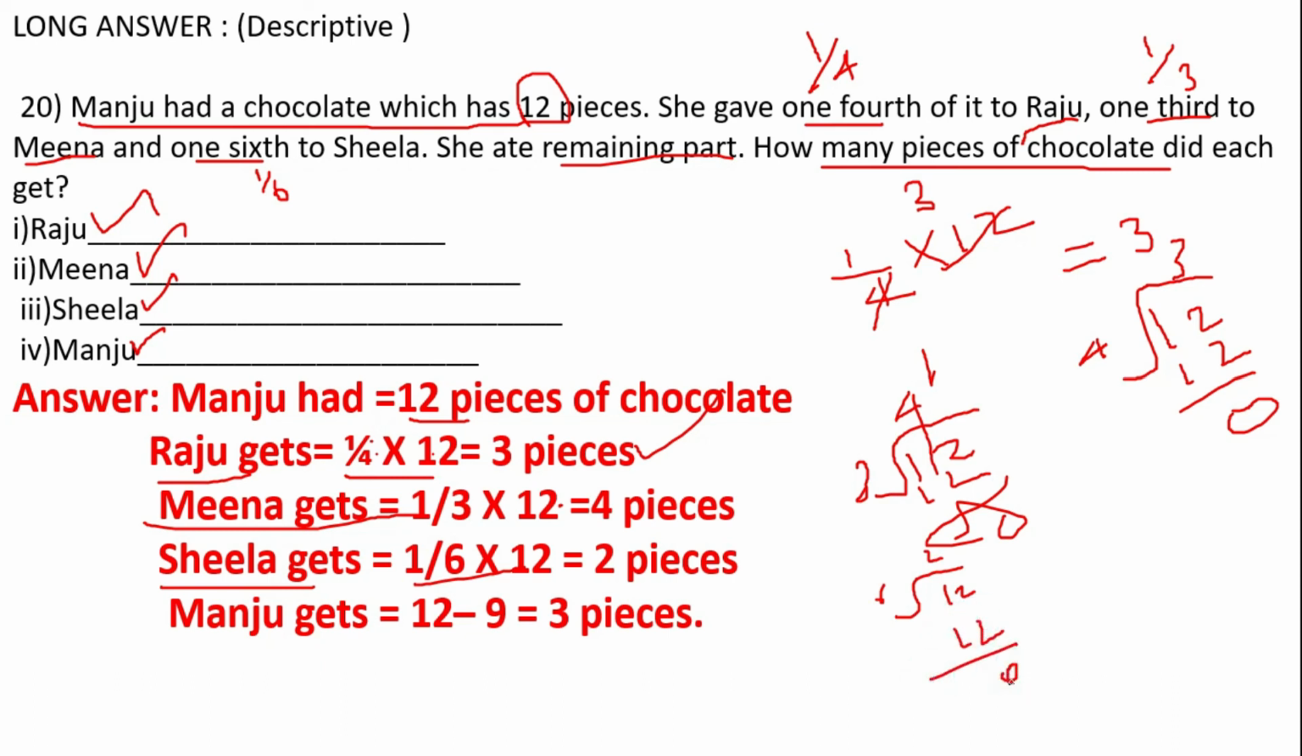So the remaining will be given to Manju. So Manju gets 12 minus, 3 plus 4 plus 2, that is 9. So 12 minus 9, 3 pieces Manju gets.